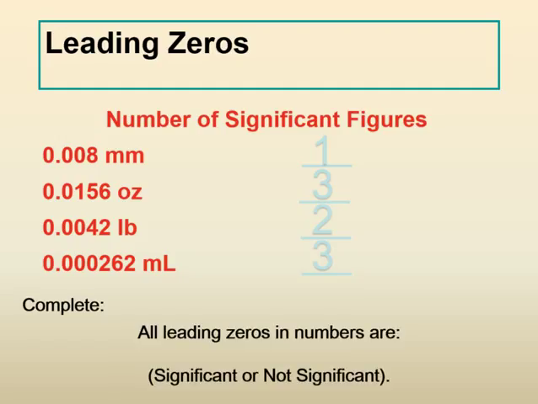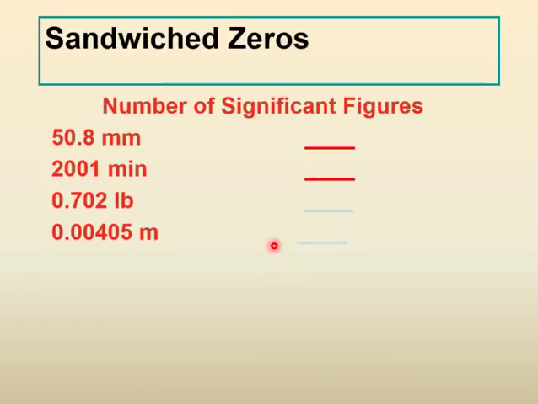All leading zeros in numbers are, I hope you guessed, not significant. Notice none of these zeros in front of the number are being counted toward the number of significant figures. Now, sandwiched zeros. Notice we have this 0 in between 2 non-zero digits, in between the 5 and the 8.